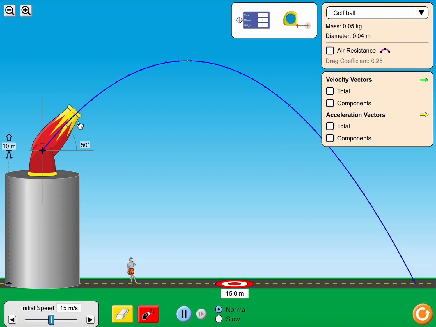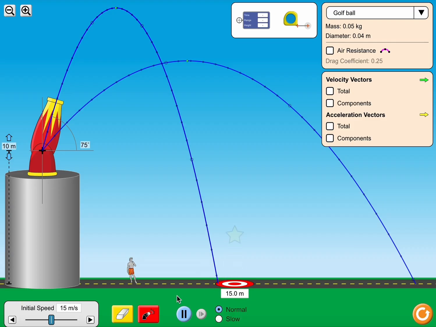So now we're going to see what happens if we take the cannon and put it at a more pronounced angle, 75 degrees. We're going to try and hit the target right here. And we did it with an initial speed of 15 meters per second and an angle of 75 degrees. We can hit the target that's 15 meters away. So we can use now the eraser.